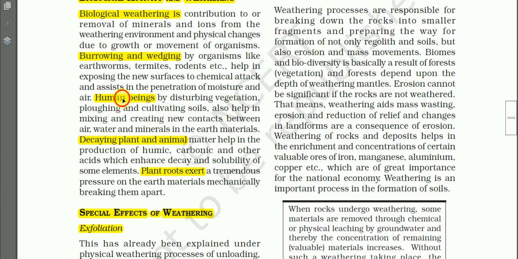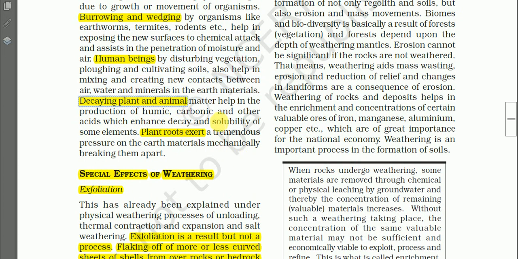Then human beings, by disturbing vegetation, plowing and cultivating soils, also help in mixing and creating new contacts between air, water, and minerals in the earth materials. Human beings, by cutting the trees and by plowing the soils, help in creating new contacts between the air, water and minerals in the earth material, thus leading to the chemical weathering process.